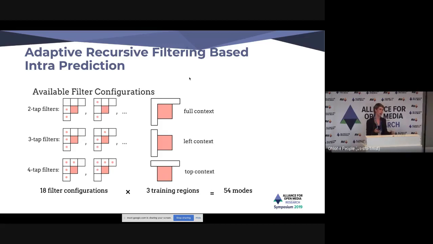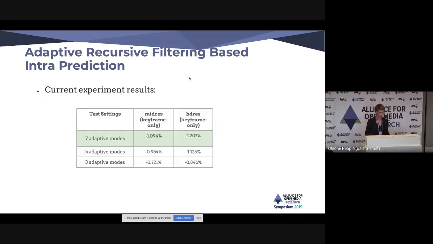So we do have a ranking process that I believe is done offline, where we can pick up to, say, 7 of these and only select from those. We do have a breakdown of results using 7, 5, and 3 adaptive modes. If you use 7 adaptive modes, the results are a little bit more than 1%.